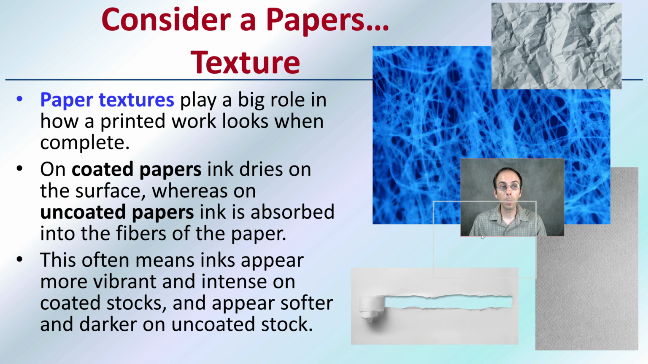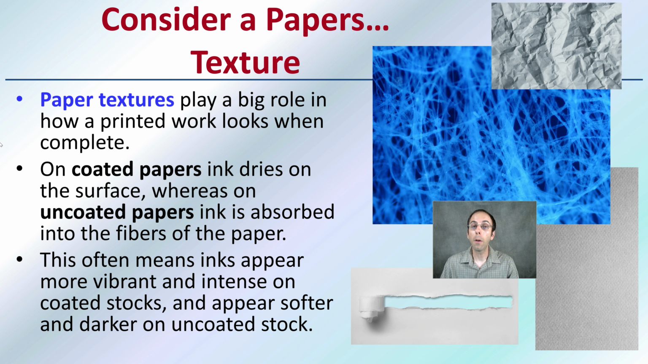The texture of the paper plays a big role when it's printed and how it looks when completed. There can be coated and uncoated textures. The coated allows inks to kind of dry on the surface, where uncoated, those inks absorb into the paper, into the fibers that we can see here in a little bit more of a detailed view. Often this means the inks will appear more vibrant and intense in coated stocks, so this is just something to consider when you're looking at the paper, or if you're looking at handwriting or ink used on that paper.